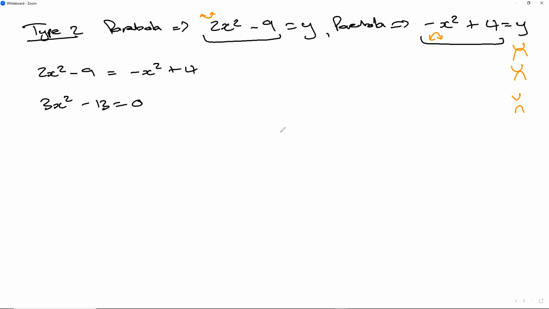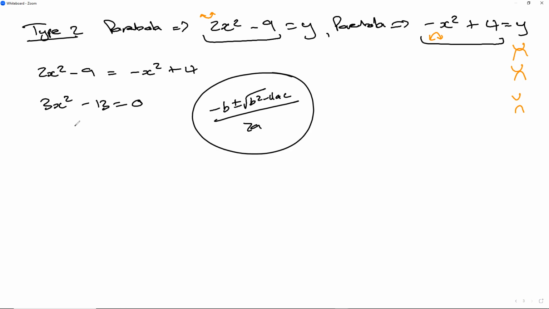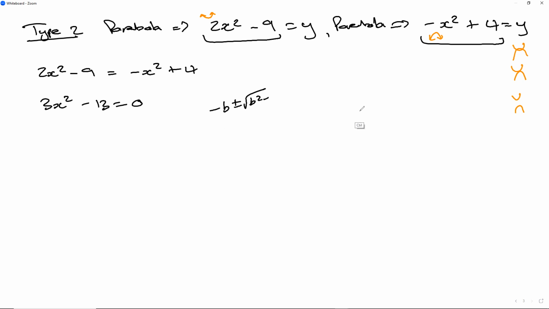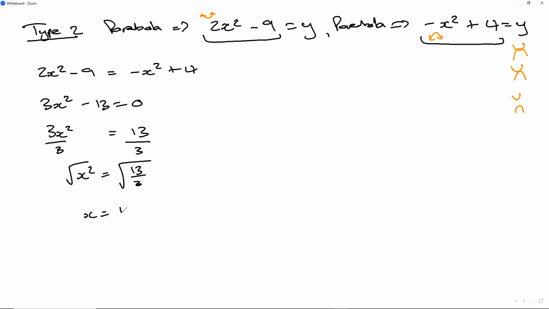Do I need the quadratic formula for this one? Do I need to use minus b plus minus the square root of b squared minus 4ac over 2a? For this one, I can see that my b value is equal to 0. There's no x term. I don't need this. I can just solve this straight from here. I can take negative 13 over, make it positive 13 on the right-hand side, divide both sides by 3, get x squared equals 13 over 3, square root both sides, and get x equals plus minus the square root of 13 over 3.